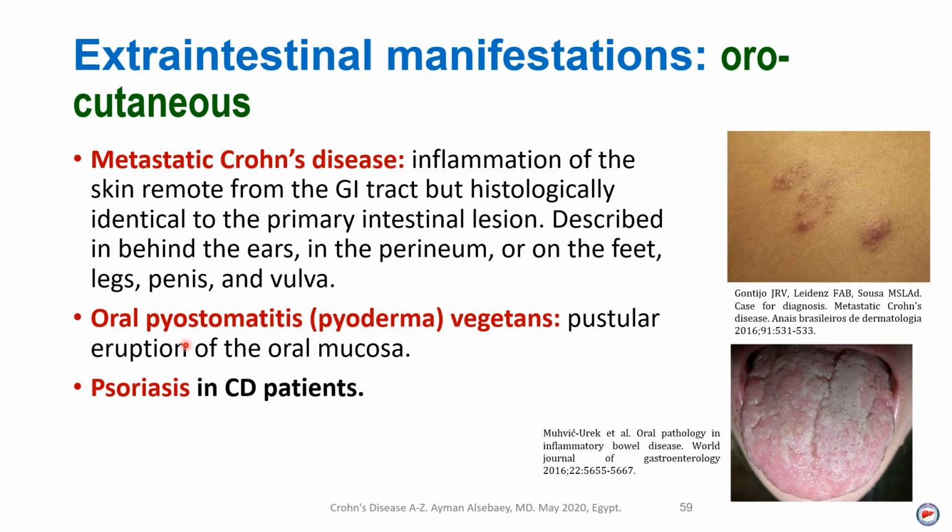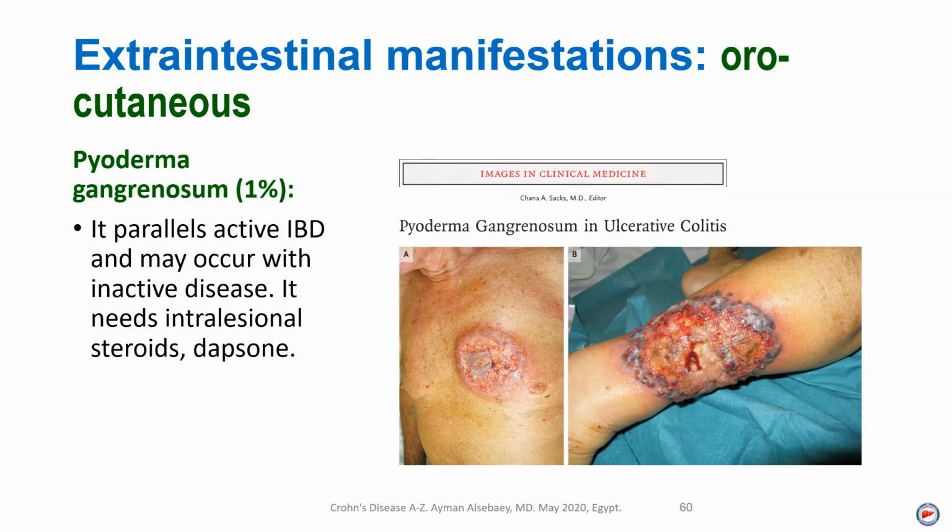Another problem we have is called oral pyostomatitis or pyoderma vegetans, okay, as we see in this picture, which shows pustular eruptions of the oral mucosa. Sometimes we find psoriasis in association with Crohn's disease. This is pyoderma gangrenosum. It may occur in parallel to the Crohn's disease, and it may occur without parallel, and it needs a specific therapy plus the treatment of the Crohn's disease.